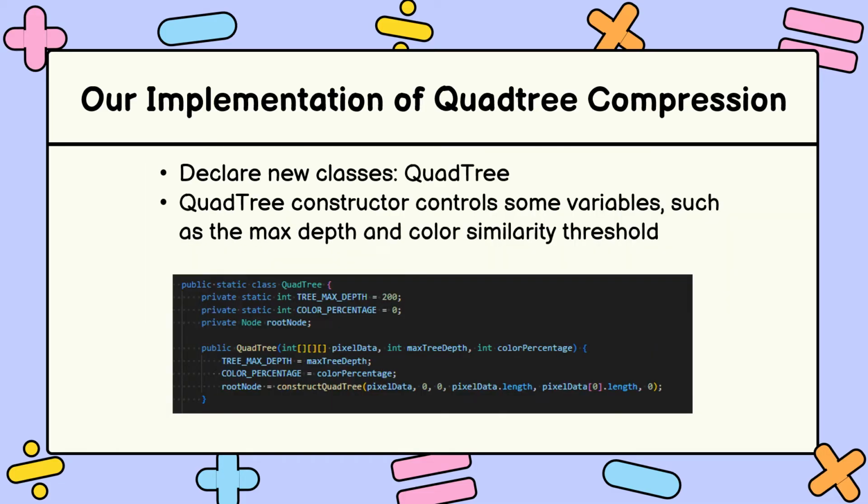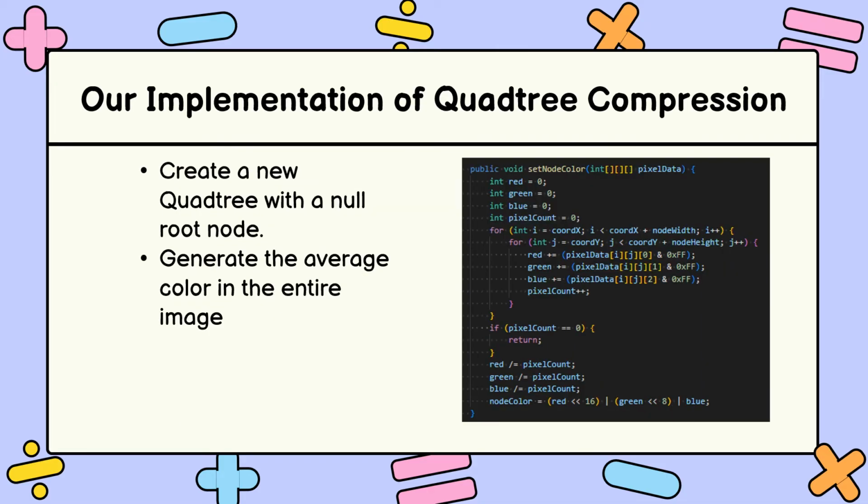The most important class we declared is of course the quadtree itself. The constructor controls some important variables such as the max depth and color similarity threshold. When we begin compressing the image, we first create a quadtree with a null root node. We then generate the average color of the entire image.